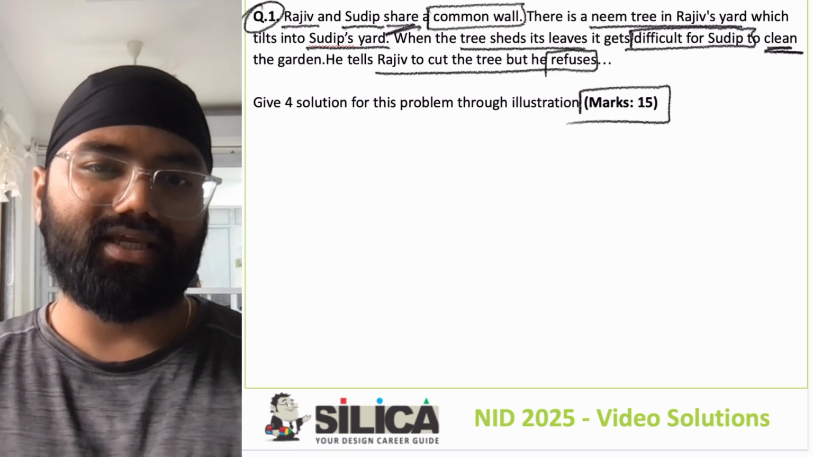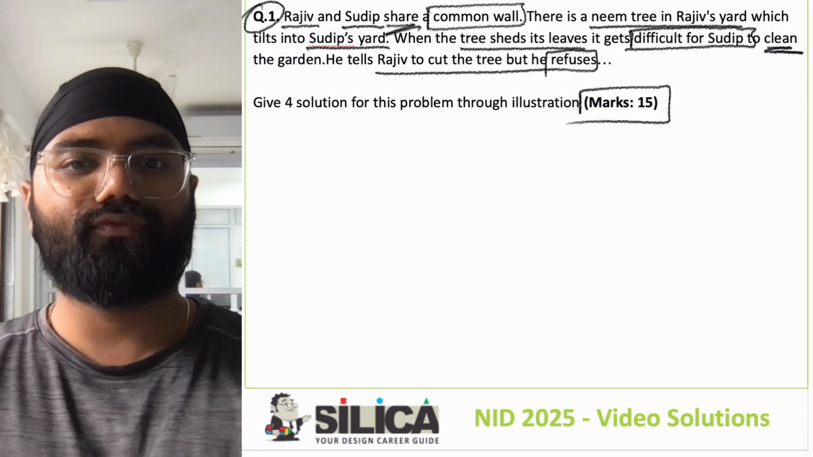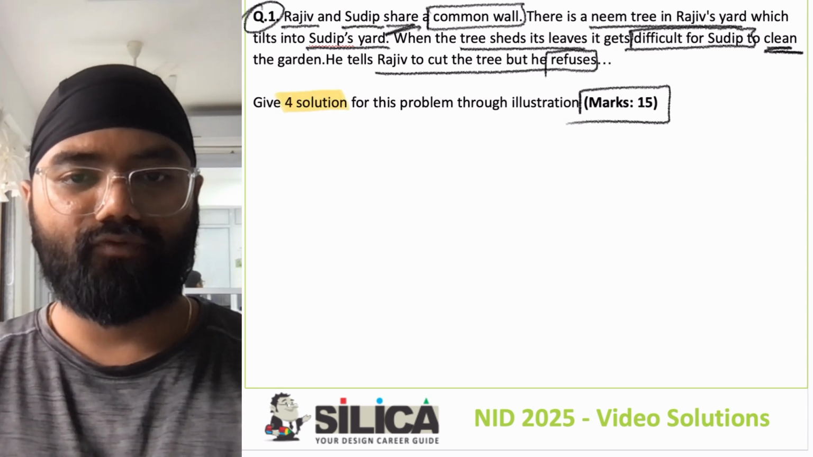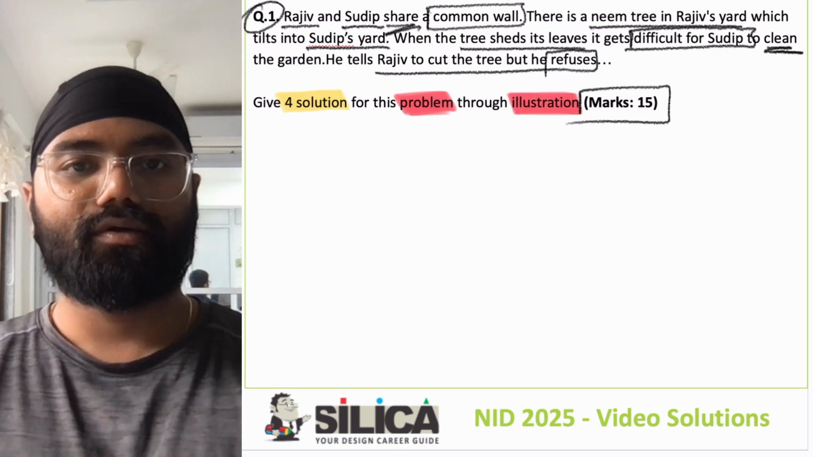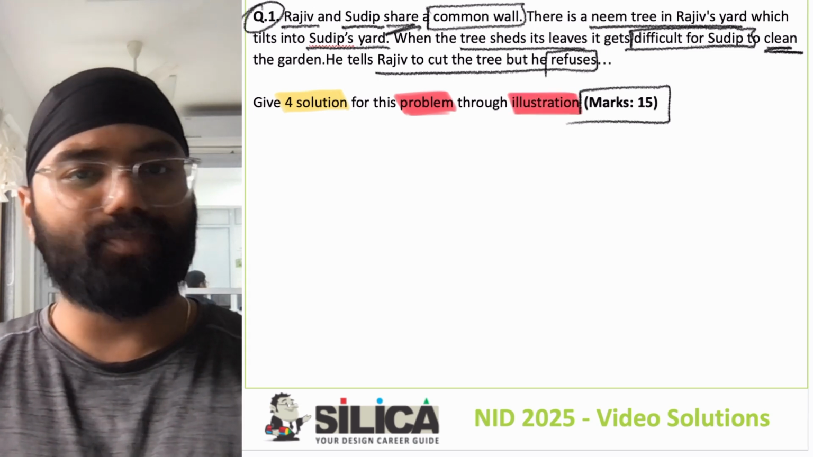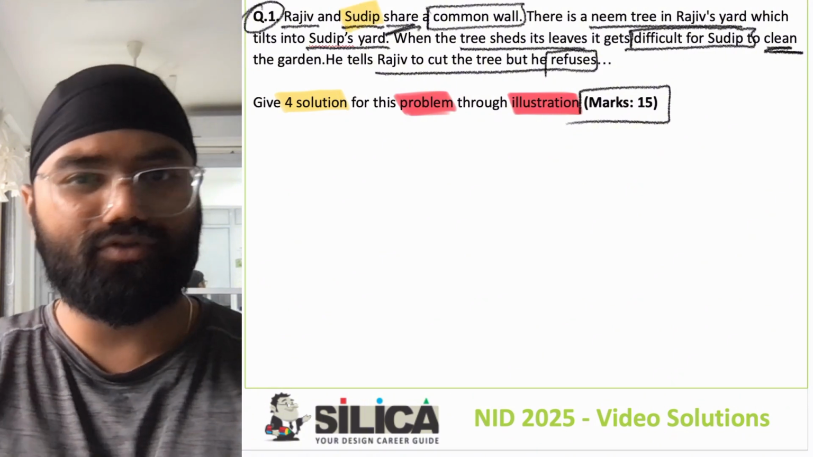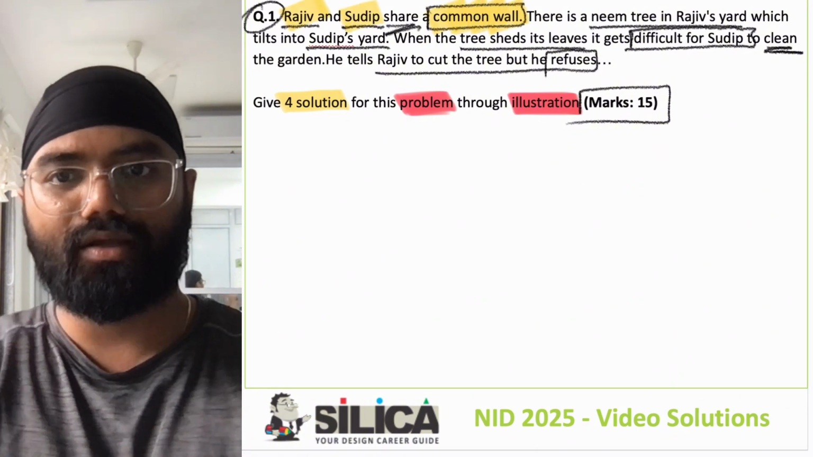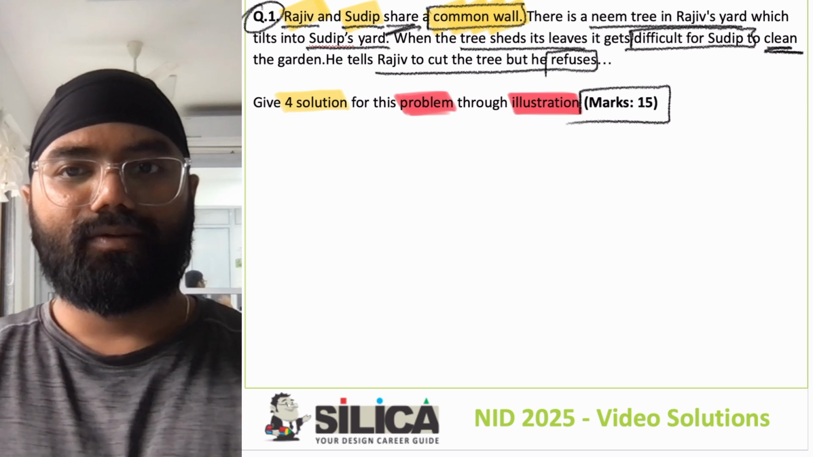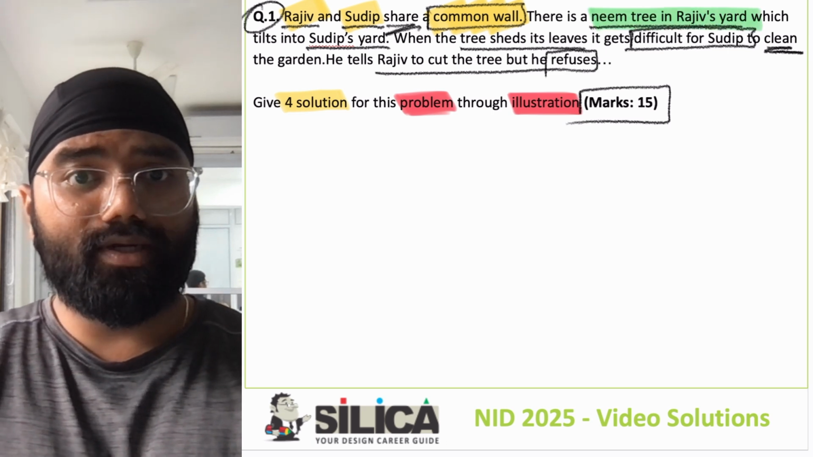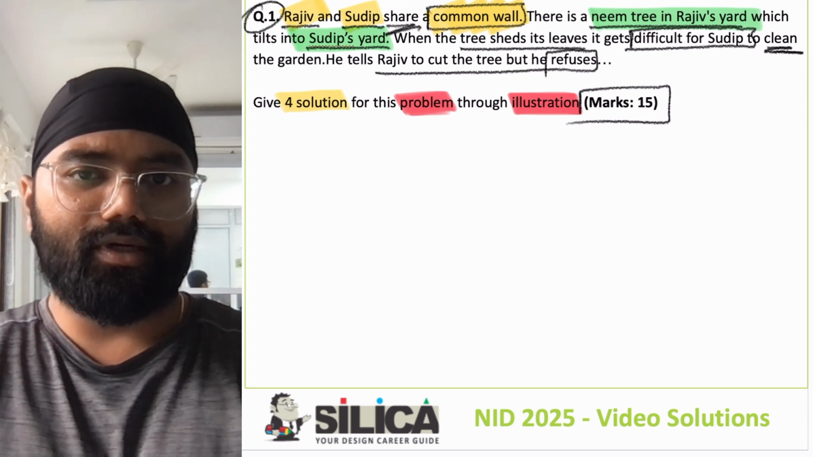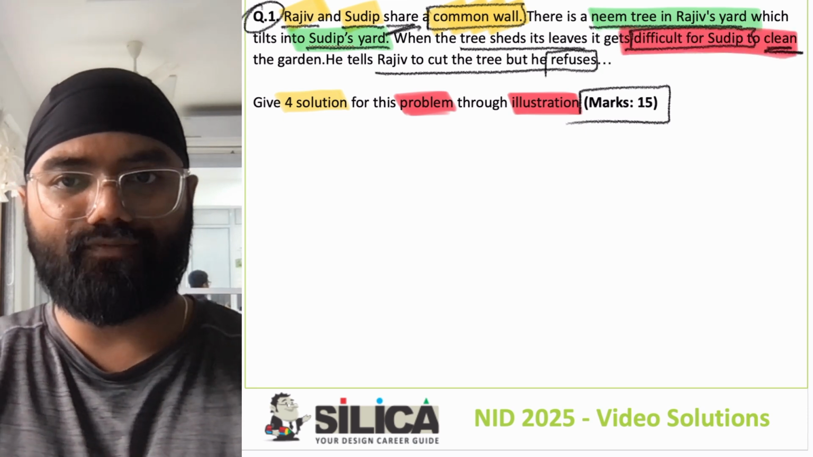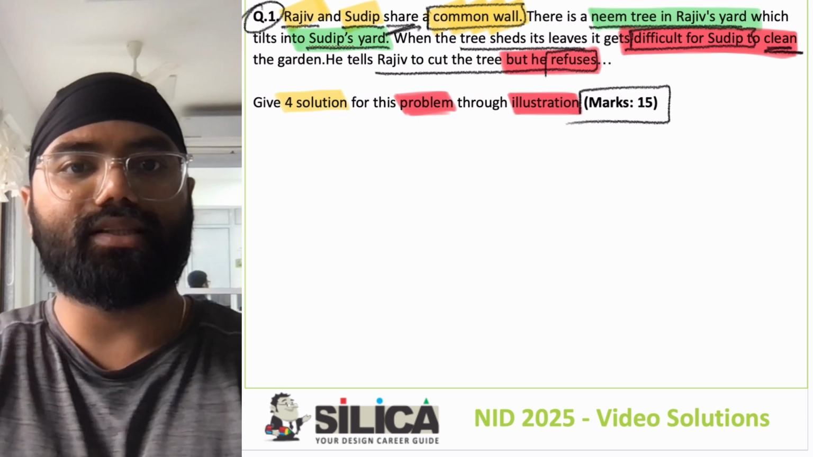So what the question is asking here is that they need to give four solutions. We need to give the four solutions for this problem, but via illustration. So if I try to explain this particular situation, Rajiv and Sudeep are two people who share a common wall, and the neem tree in Rajiv's yard bends over into Sudeep's garden. That's the simple, crisp statement. So Sudeep keeps struggling with the fallen leaves, but Rajiv refuses to cut the tree.